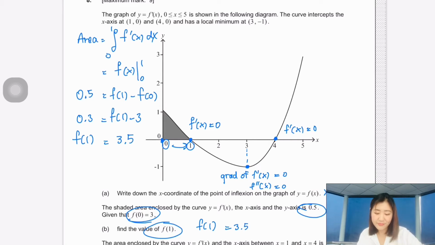Then C: given that the area enclosed by f prime x and the x-axis between 1 and 4 is 2.5. So this area, from 1 up to 4, is 2.5.